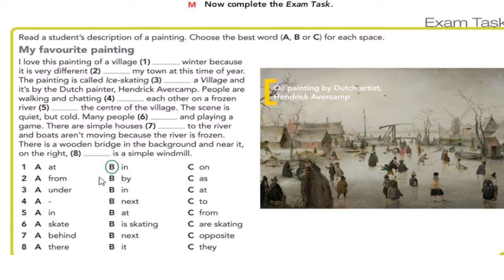Now I want you to look carefully at the options given for each gap. Can you tell me what parts of speech will go in the gaps? For number 1, 2, 3, 4, 5, and 7, a preposition will go in each gap. Number 6, a verb, and number 8, a pronoun.